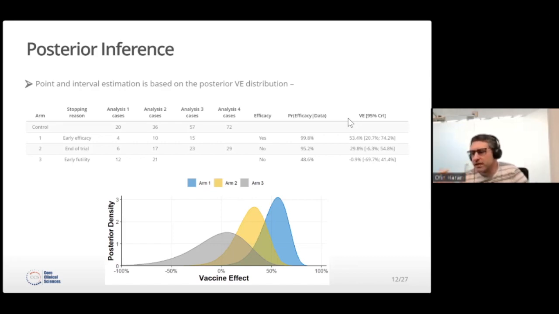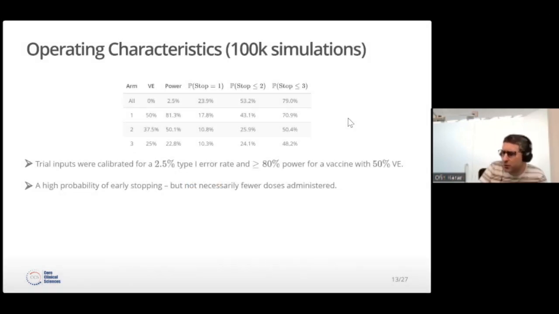But we can obviously not establish any conclusion on a single trial. Rather, I would like to establish conclusions on 100,000 simulated trials, which is the next thing I'm going to do. So after 100,000 simulations, I calculated the operating characteristics.